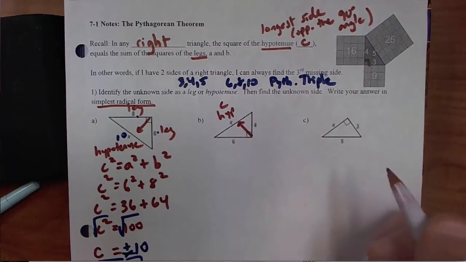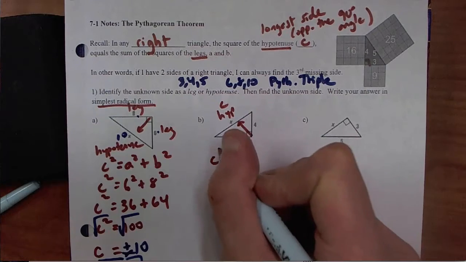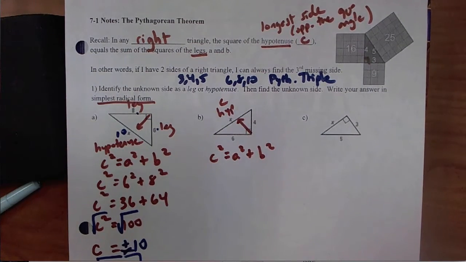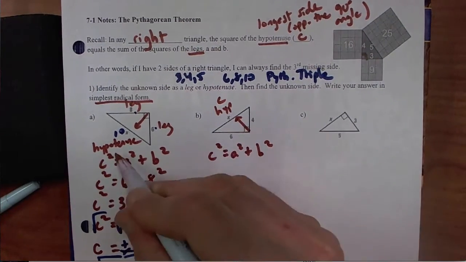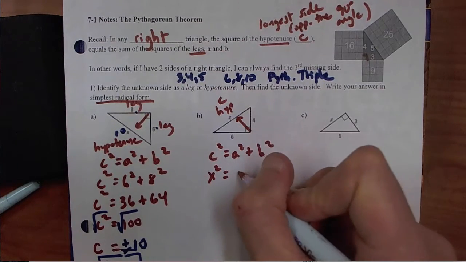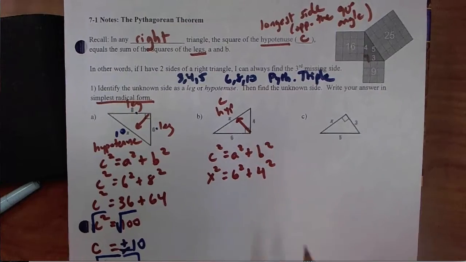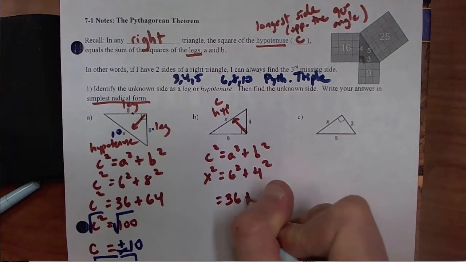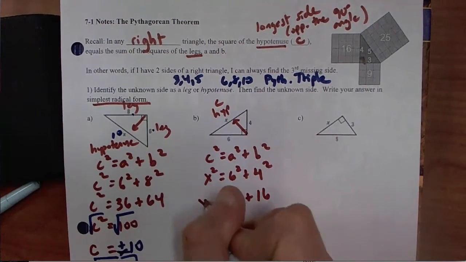It doesn't matter who I call A and B. So I just set up again a squared plus b squared equals c squared, or just write it backwards. Either way, c squared equals a squared plus b squared. I don't know what this is. I guess I should have plugged in x over there, but whatever. I'll go with 6 as my a and 4 as my b, or you could swap them, it doesn't matter. So 6 times 6 gives me 36. 4 times 4 gives me 16.